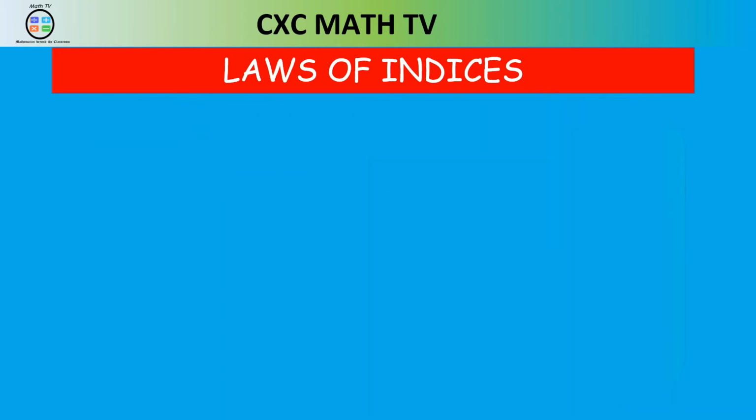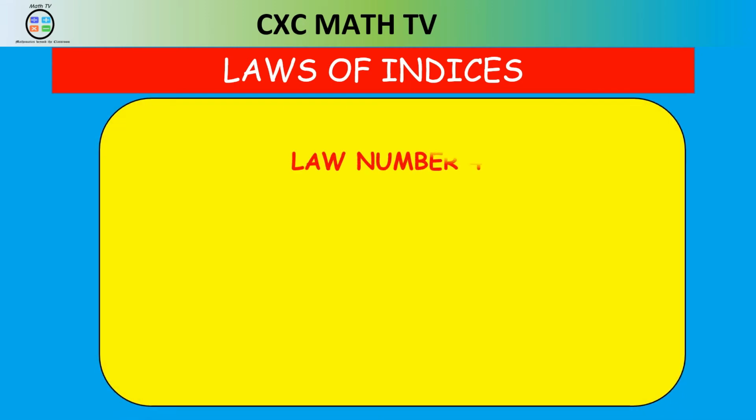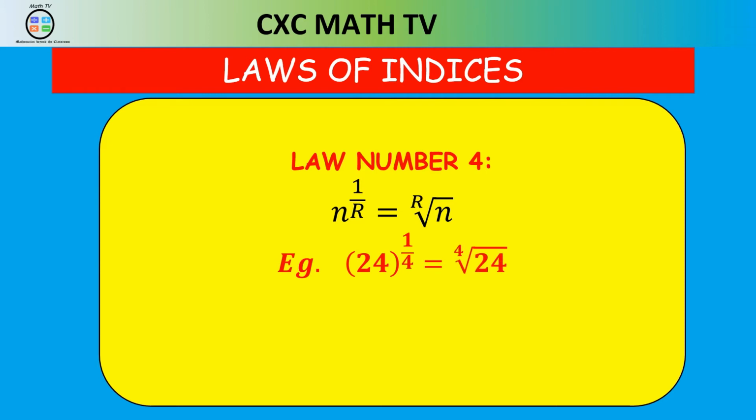Then law number 4 tells us that n raised to the 1 over r is the rth root of n. For example, 24 to the quarter is just the fourth root of 24. 28 raised to the 1 over 7 is the 7th root of 28.